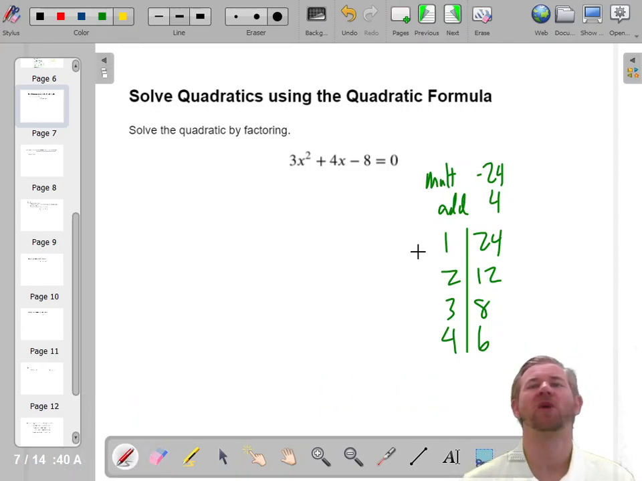Which ones are 4 apart? How can I put a minus sign? That would be plus or minus 23. That would be plus or minus 10. That would be plus or minus 5. That would be plus or minus 2.